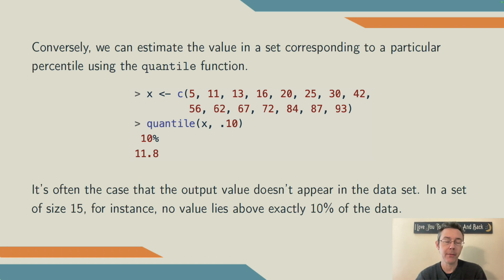Two things to notice about that. First of all, quantile wants the percentile as a decimal, so we've passed it 0.10 rather than 10. Secondly, you notice that 11.8 doesn't actually lie in this data set. And that's a normal thing when we're doing percentiles because there isn't one value in this set that lies above exactly 10% of the data. And so R is doing a little bit of interpolation. And there's different choices for how you do that interpolation. R does it in a very standard way. My advice is to not get under the hood with that too much unless you absolutely have to.